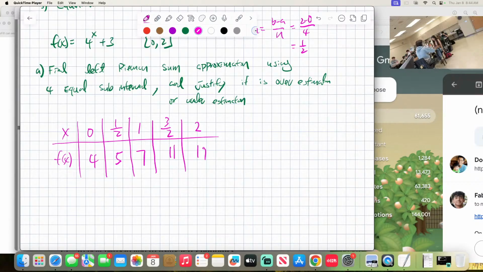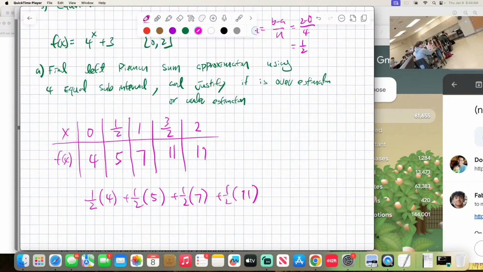So then you're going to say, hey, I will have 4 subintervals. Each interval width is half times 4 plus half times 5 plus half times 7 plus half times 11. And that will be my left-hand approximation. Now, is this an overestimate or underestimate? What do you think?